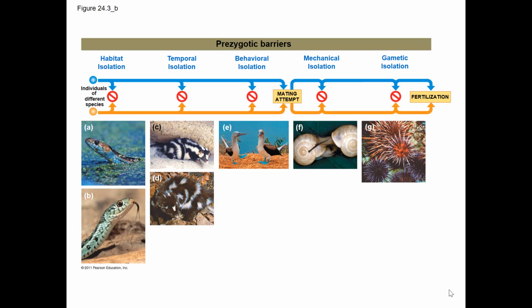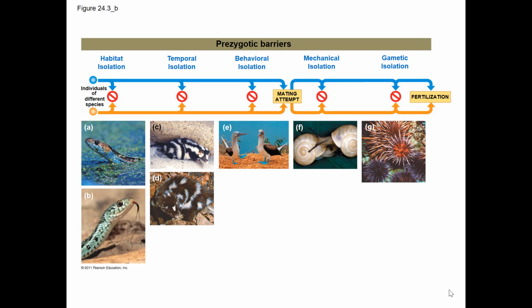Okay, we have two different categories of isolation barriers. We have what are called pre-zygotic barriers, and we have post-zygotic barriers. What's a zygote? It's when the sperm fertilizes the ovum, you produce a zygote. So pre-zygotic means that the sperm cannot fertilize the ovum.